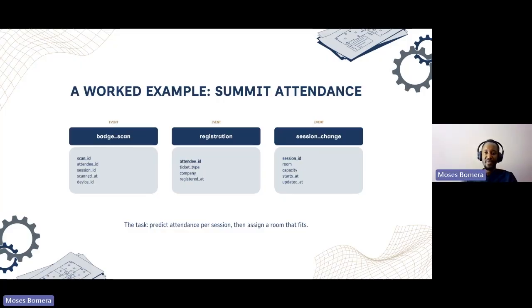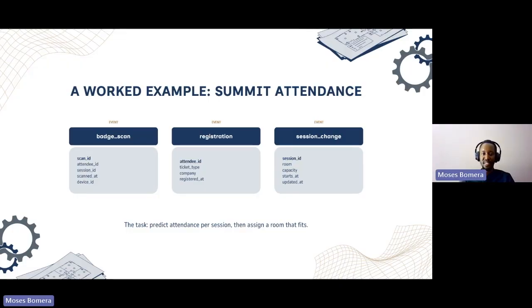But we're trying to predict if there might be more people. So just build a very high level system. We have the whole scanning happening. Someone has a badge, they have an ID, there's a session ID for the session they're attending. There's a time they scanned something and there's a device. We have data about their registration. And then the thing we're most interested in is session change.